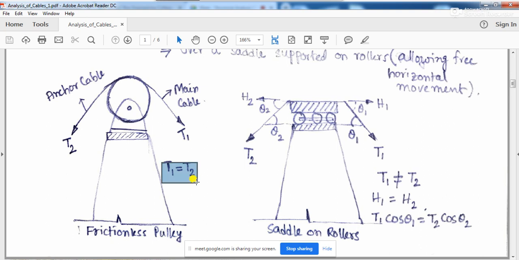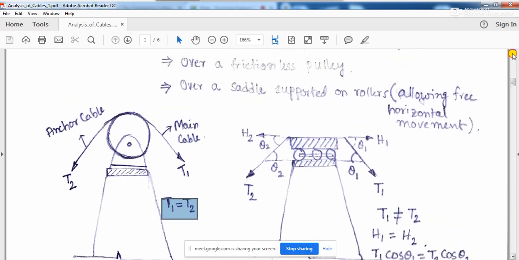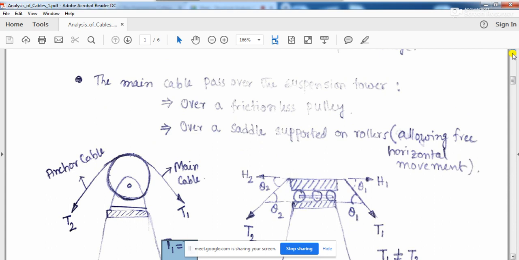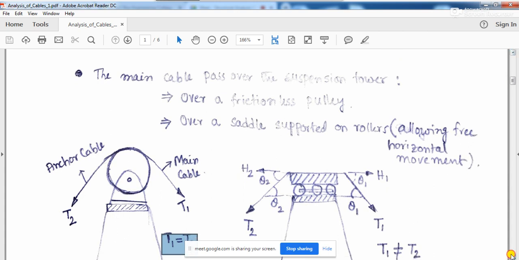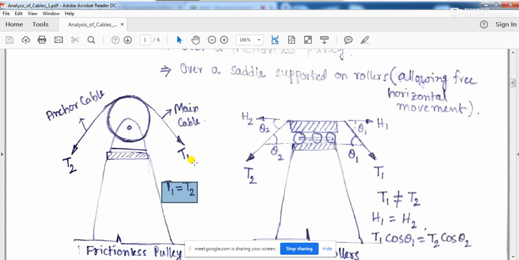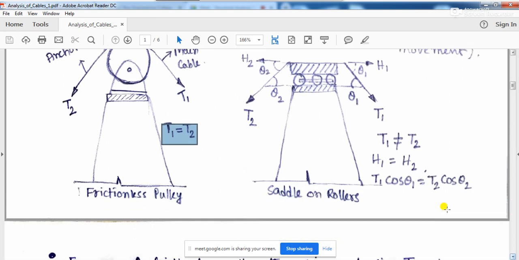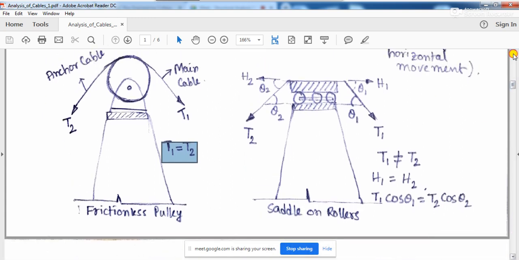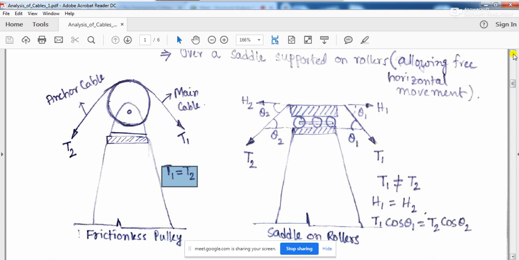So if the mechanism through which the cable is passing over the suspension tower is a frictionless pulley, then the tension in the main cable T1 will be exactly equal to the tension in the anchor cable, that is T2. Okay, now next, if you go to the saddle support or saddle on rollers, then there will be a little change in the mechanism.